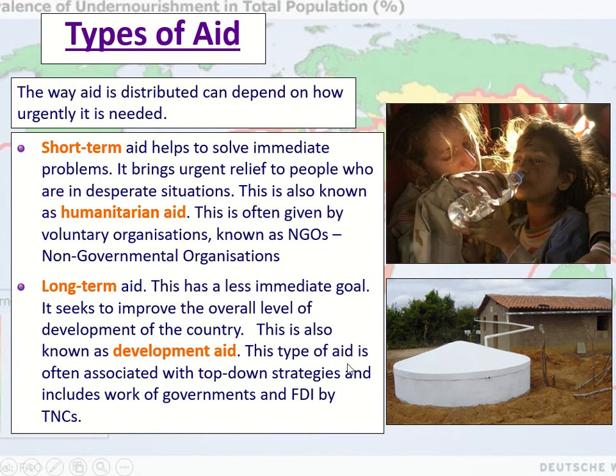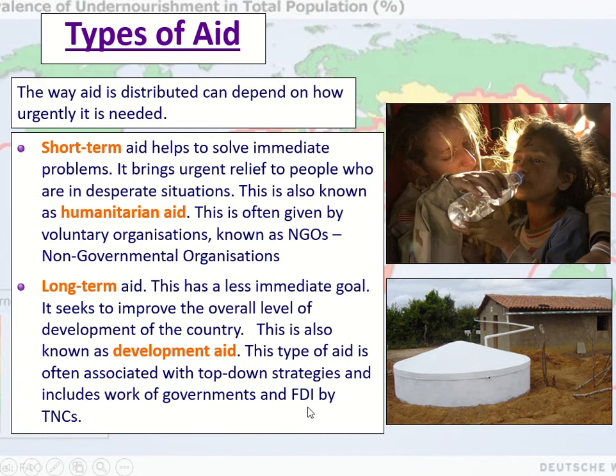But often this type of aid, long-term aid, is generally associated with top-down stuff, and we're going to do more about top-down stuff in this session later on. It also includes stuff that is called FDI, foreign direct investment, and we're going to look at that a few times because it appears regularly over the course of the rest of this topic.